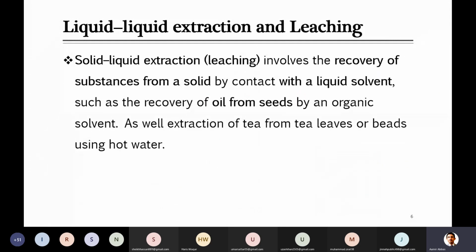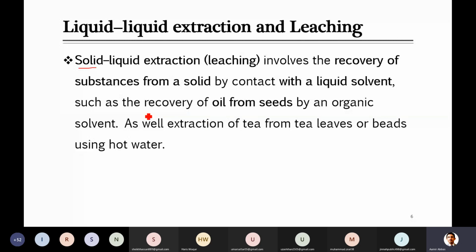Just remember this terminology. Before we move forward in liquid extraction, there is something called solid-liquid extraction, or leaching. So what is that? As its name indicates, your feed is in the form of a solid, and it is brought in contact with some liquid. When you bring it in contact with the liquid solvent, that liquid solvent will extract or recover some components from the solid, while some others will be left over as such inside the solid.